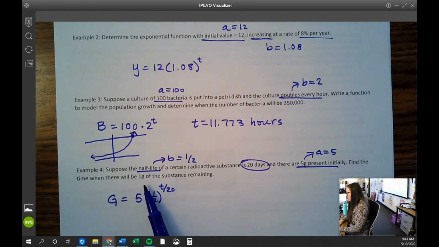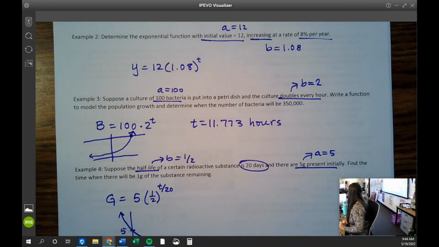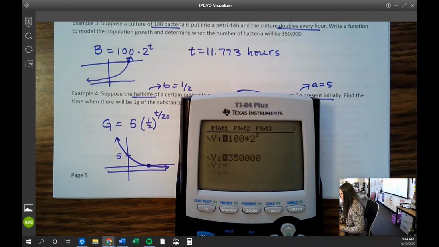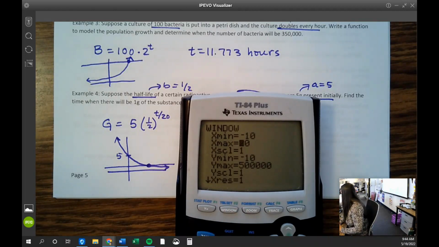Find the time when there will be 1 gram of the substance remaining. Well, I'm going to go to my handy dandy calculator and graph it again. I know that I'm going to be here at 5, and I want to figure out where I hit 1 gram exactly. Okay, 5 times 0.5 to the x over 20, and I'm just going to put a 1 there. And again, I'm definitely going to want to change my window.